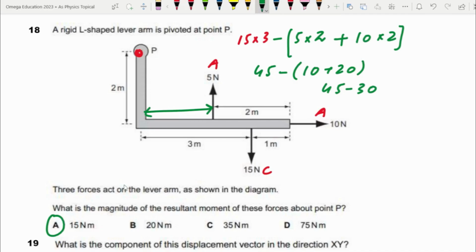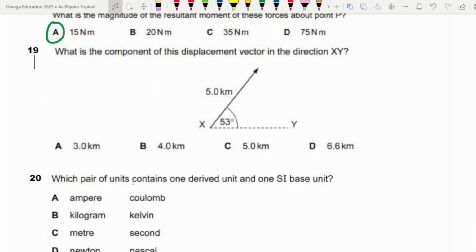Okay, let's take a look at the next one. What is the component of this displacement vector in the direction xy? So the simple answer would be 5 cos 53, because this vector in the direction y is the one that is touching the angle directly, so it would be represented by the expression cos theta.